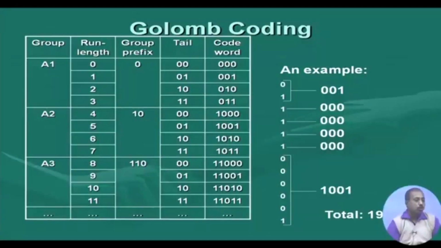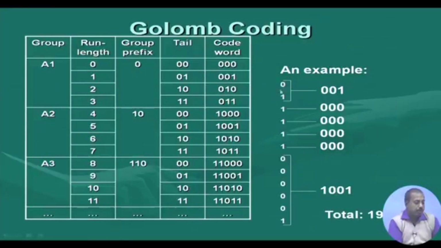So we will go back to the example that we had for Golomb code. In Golomb code, first of all we create groups of run lengths like A1, A2, A3, A4, etc. Like 0, 1, 2, 3 forms a group, 4, 5, 6, 7 forms a group, and it goes like this. Now the group prefix is 0 and the tail is 0, 0. So for run length 0, the code word is 0, 0, 0. For run length 1, the code word is 0, 0, 1. Run length 2 is 0, 1, 0. It goes like this.